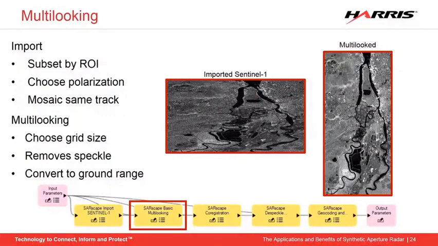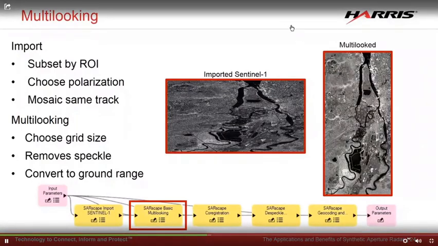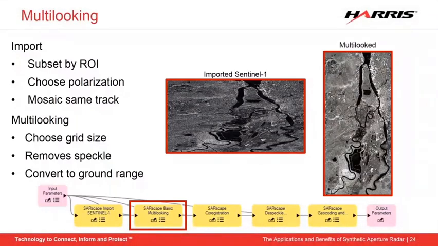Multi-looking both removes some of the noise and it creates square pixels rather than these long squashed rectangular pixels that you have after importing your data. And those long rectangular pixels are due to the look angle of the satellite. Since it's not looking straight down, it's actually looking to the side. Everything gets a little stretched out. So multi-looking fixes this.